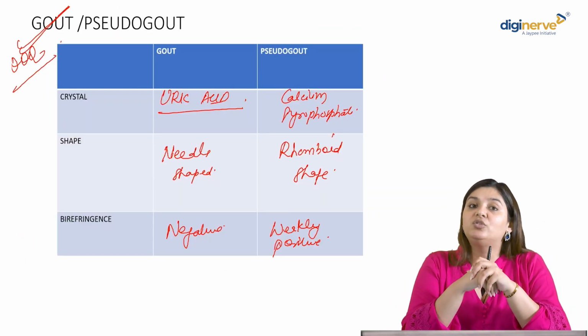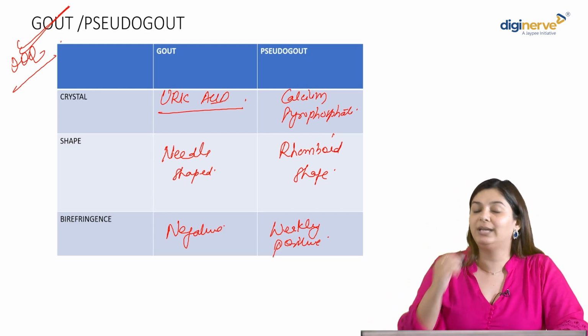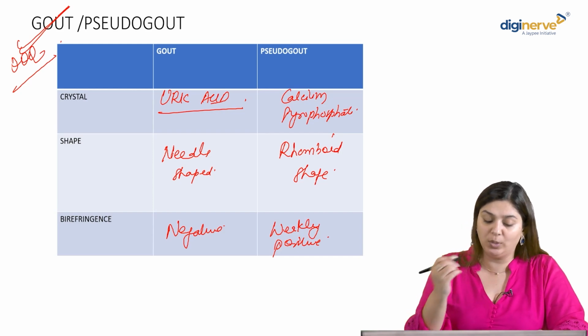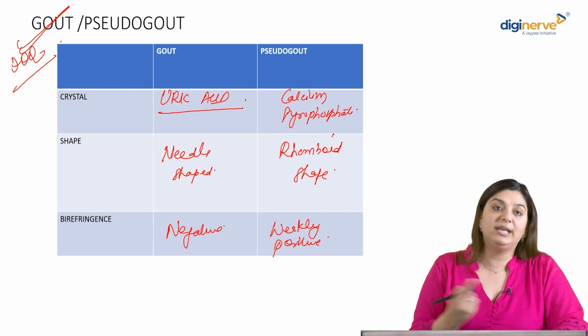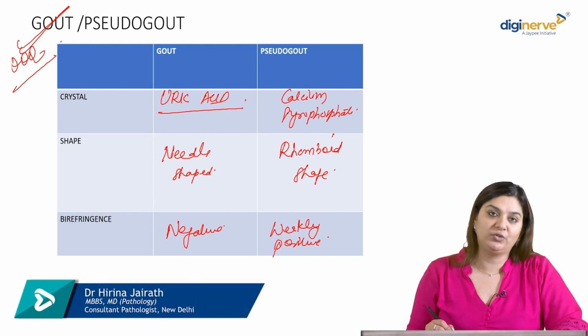They can give you a history of pain in the great toe, and then they can give you this uric acid crystal deposition which are needle shaped. So then you can easily diagnose that it is gout. With this, we complete bone and soft tissue, students.